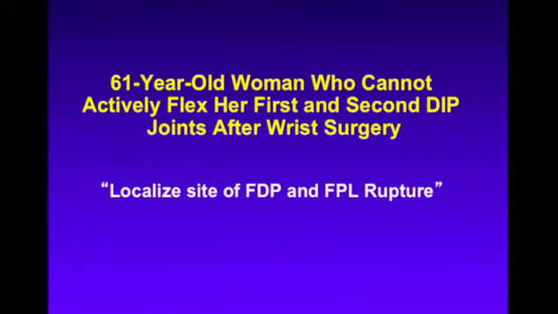This is a 61-year-old woman, and she could not actively flex her first and second DIP joints after she had a wrist injury. So she saw a wrist surgeon who sent her for an ultrasound to, quote, localize the site of rupture of the flexor digitorum profundus and flexor pollicis longus. But immediately when I see this combination of muscles being mentioned, we have to think, well, maybe it's not really actual tendon rupture. It could actually be a muscle problem.